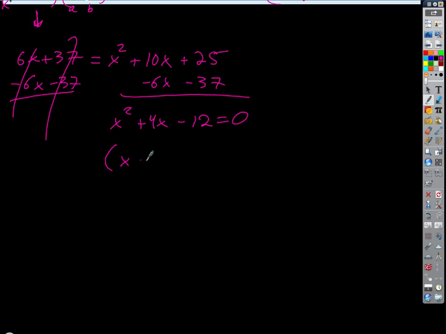X. I'm going to get a plus and a minus, aren't I? Because they multiply to a negative. So there you go. It's going to be a positive 6 and a minus 2. So my solutions then would just be what? Negative 6 or positive 2. But I got to check them.